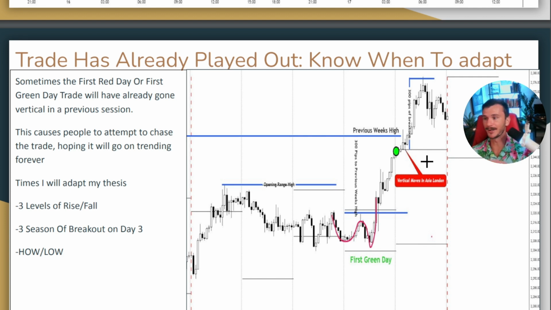All that's great. I know I just said a lot of words. I speak really fast. I'm sorry. Maybe put it in 0.5 replay speed. But the point I'm trying to get across with this slide is, if they have already blown off in a direction, and look at this, the 3 levels of rise outside of a breakout level, and I'm trying to go long up here, does that really make sense? Is that the best first green day template you have ever seen?